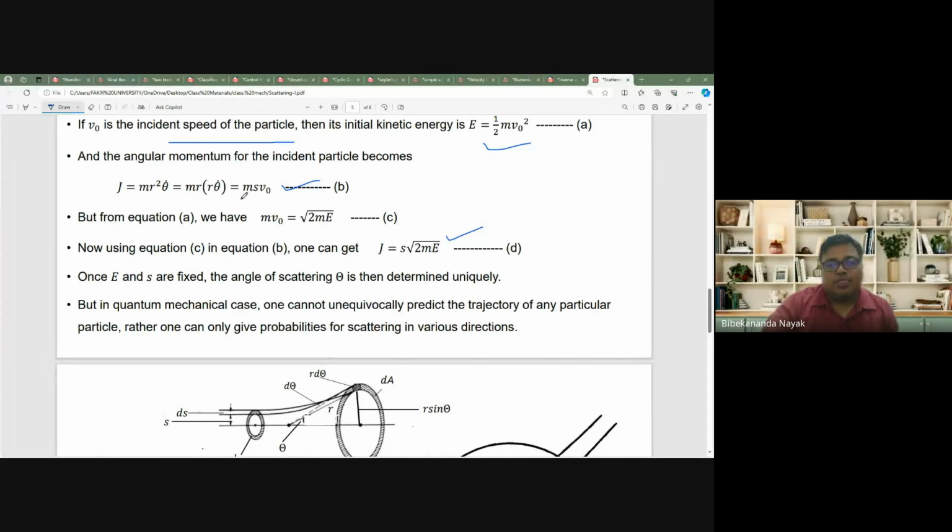Here we get J equal to m s v0, but m v0 is this one, so s into root over 2mE. Once E and s are fixed, the angle of scattering is then determined uniquely. We have to find first E and s, then the angle of scattering. But in the quantum mechanical case, one cannot unequivocally predict the trajectory of any particular particle, since it is probabilistic in nature, so we cannot exactly determine the orbit. Rather we calculate the probabilities of scattering in various directions.